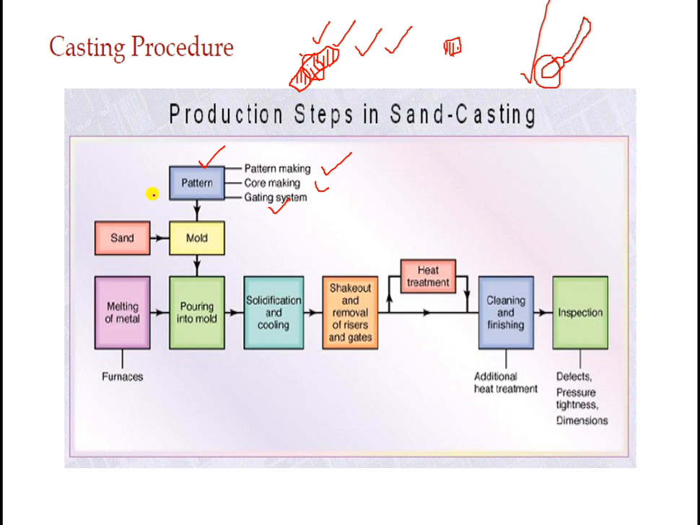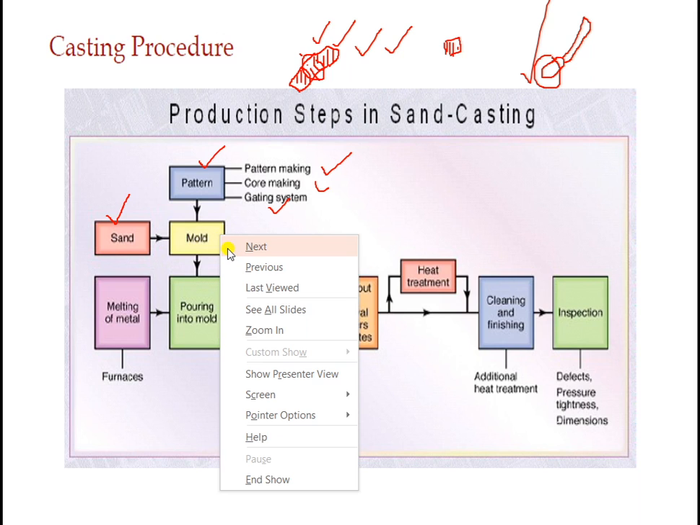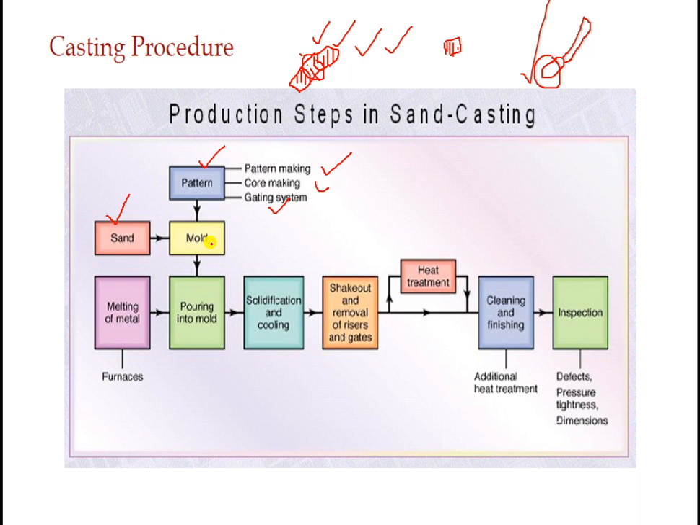Now after making this pattern, with the help of this pattern, the sand, which has different properties, is used. The sand which is available in the rivers is not directly used here. It has certain other properties, and that sand will be used for creating this mold, which is a very important part of the sand casting process.